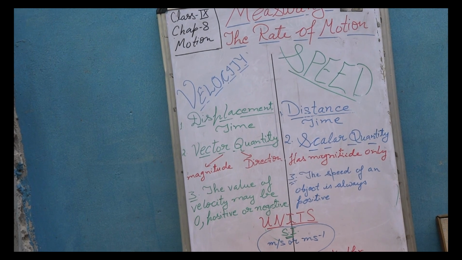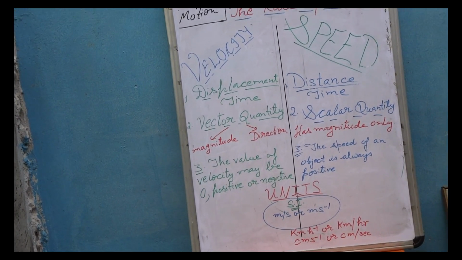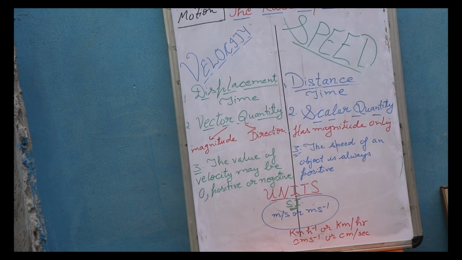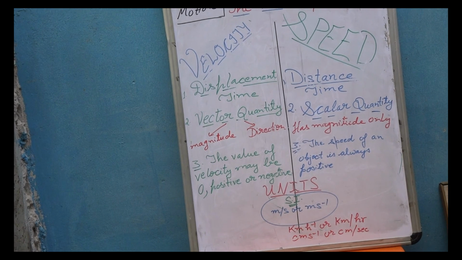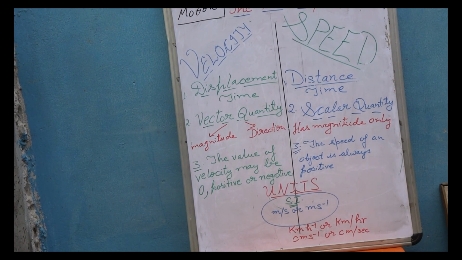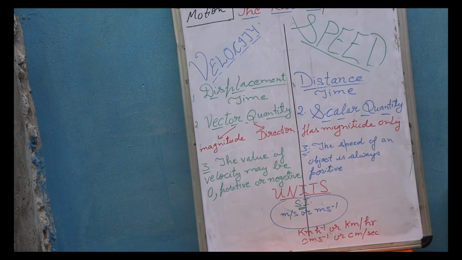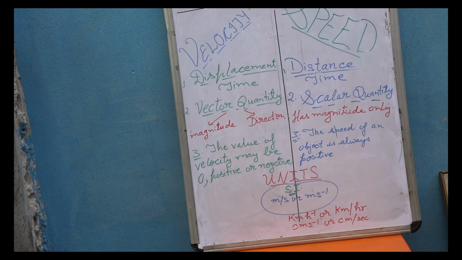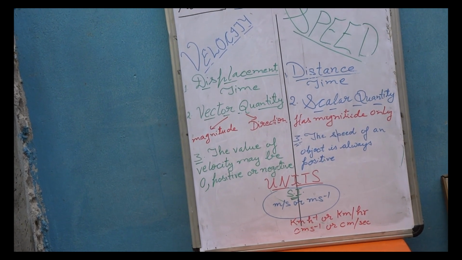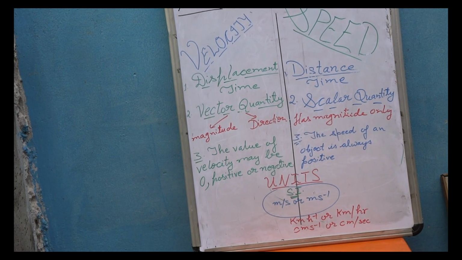Okay, here the units are the same for both of these cases, so the unit is common for both. The SI unit of velocity and speed is ms^-1 or meter per second. There are some other units also used there: kilometer per hour, km h^-1, and centimeter per second, cm s^-1.